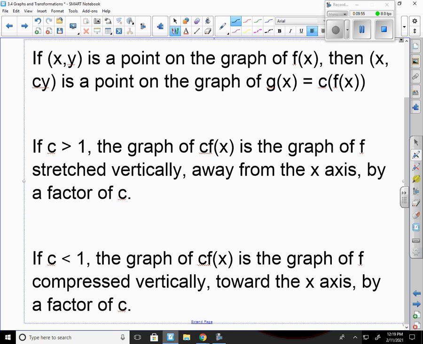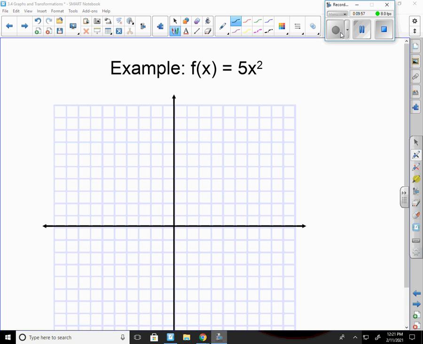All right, so if we have 5 times x squared, by now you should know that x squared is a parabola. It goes like this. 0, 0 is our vertex. It goes up 1 over 1. Then if I go over 2, it goes up 4. And same thing in this direction. And so we have this U-shaped parabola. That's our parent function.